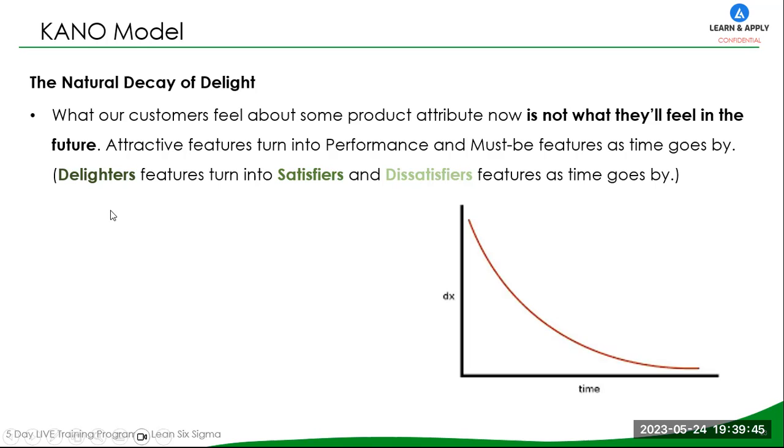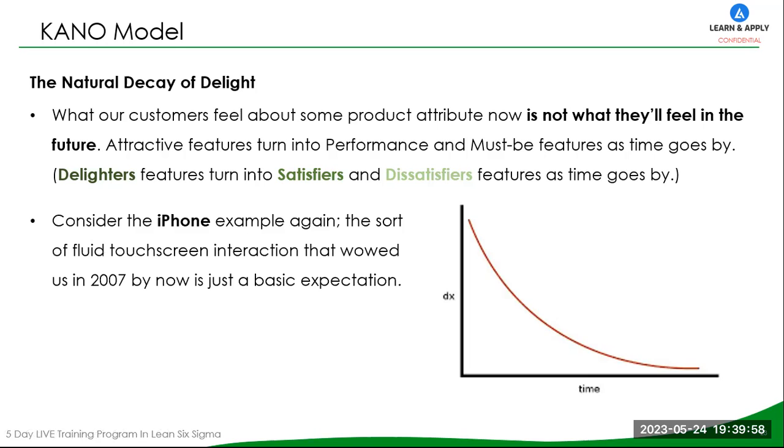Now, what is delighting us today is no guarantee that it will delight us tomorrow, right? It is becoming a basic necessity. For example, if your phone does not have Google Maps and Google Docs, you will be unhappy. If it is present, it does not give you satisfaction, but if it is not, you get dissatisfied, right? It's a basic expectation now.